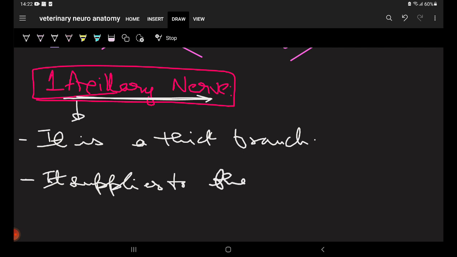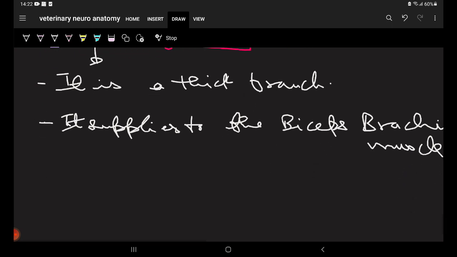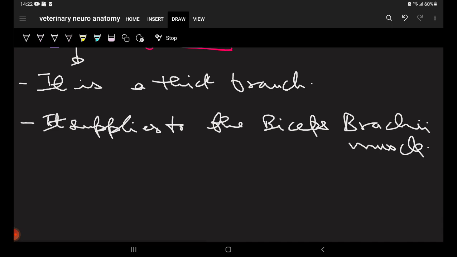the biceps brachii muscle. Okay, it supplies to biceps brachii muscle. Okay, so this was about axillary nerve.